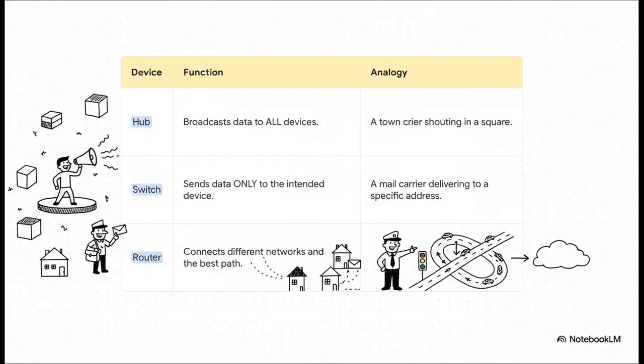All right, let's meet these traffic cops. First, you've got the hub. It's not very smart. It's like a town crier just shouting the message to everyone in the square, hoping the right person hears it. A switch is much smarter. It's like a mail carrier who knows exactly which house to deliver a letter to. But the real genius here is the router. The router is what connects completely different networks, like your home Wi-Fi to the wider internet, and it's always figuring out the absolute fastest, best path for your message to take.